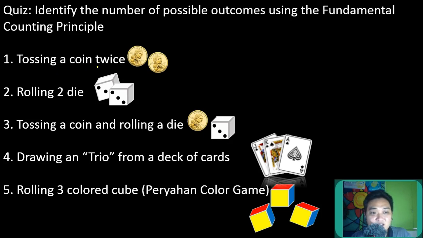So first is tossing a coin twice. Number 2 is rolling 2 die. Number 3, tossing a coin, rolling a die. Naibigay na to kanina. I hope masagutan nyo po ito. Number 4, this time, drawing a trio from a deck of cards. And whenever I say a deck of cards, understood na yon na we are pertaining to a standard deck. And number 5, of course, yung pinaka-popular, yung nakikita natin sa mga peryahan, yung rolling 3 colored cube or yung tinatawag nating color game.